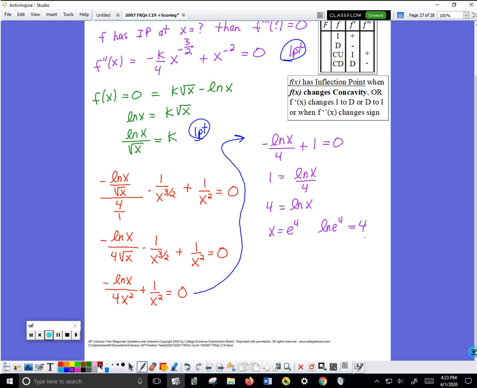So finally, I'm supposed to be finding k. So I use this, and I write k equals natural log of x, which is e to the 4th, divided by root x, so the square root of e to the 4th. This would be 4 all over the root of e to the 4th. You can leave it like that, they'll give you full credit. If you happen to remember that the square root of e to the 4th is e squared, you can write that. All of that work was for one final point.